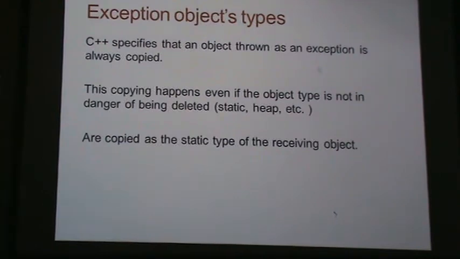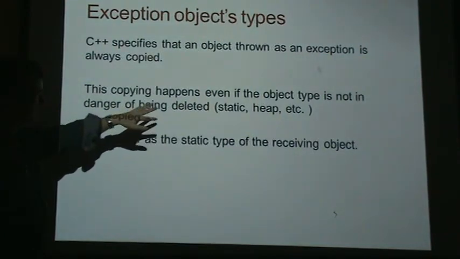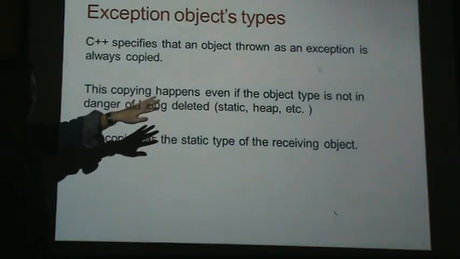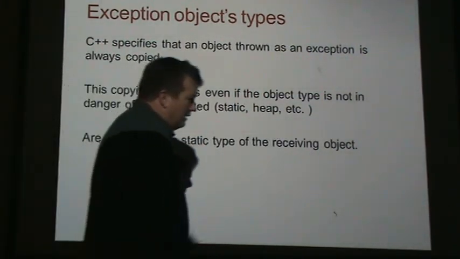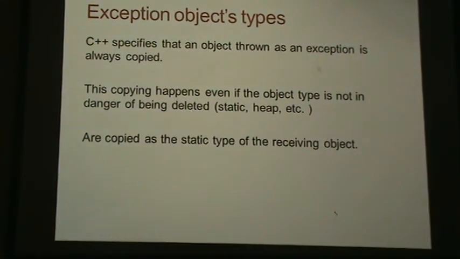So how does that affect us? This copying happens even if the object is not in danger of going away. Like if it is a static variable or it's on the heap, it's not going to go out of scope just because it was called. They'll still make a copy of it. Does that make sense? What I'm saying is if you receive it by reference, you're still going to get a local copy of it. You're not going to get the object that was passed into you.